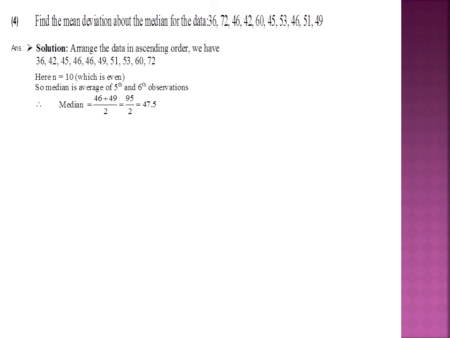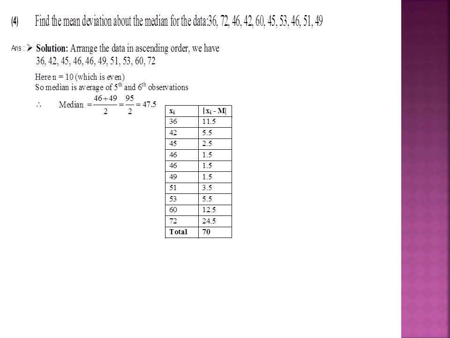Here once again n equals 10, which is even. Therefore M equals the n by 2th plus the (n by 2 plus 1)th observation, divided by 2. n by 2, that is 10 by 2, is 5. 10 by 2 plus 1 is the 6th observation. So the 5th observation is 46, the 6th observation is 49, divided by 2, 95 by 2 is 47.5.